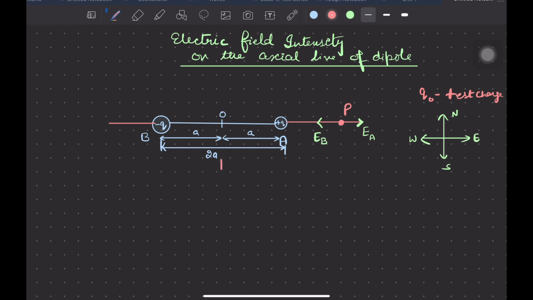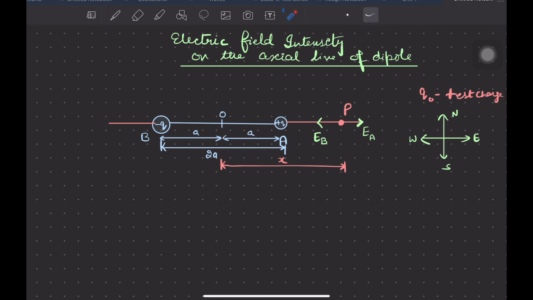So let us say the point is placed at a distance x. In different books the labeling is different, so I have considered it as x. If you want to consider something else like y, you can do that. If you want to give another kind of labeling, you can do it as well. There is no hard and fast rule, it all depends on you. That picture must be clear in your mind. So I have taken the distance x from the center of the dipole.